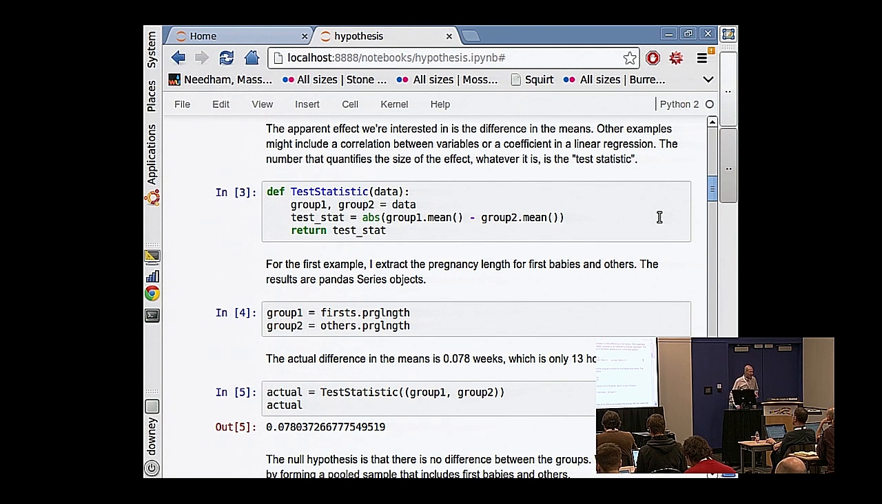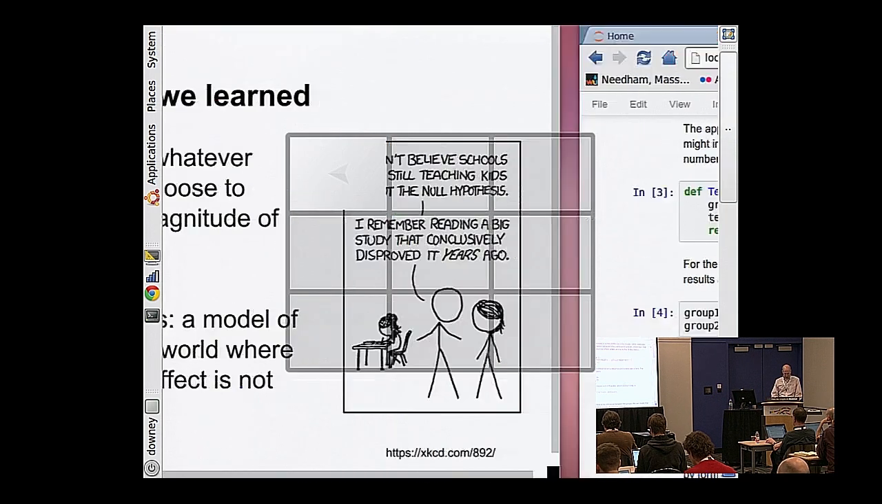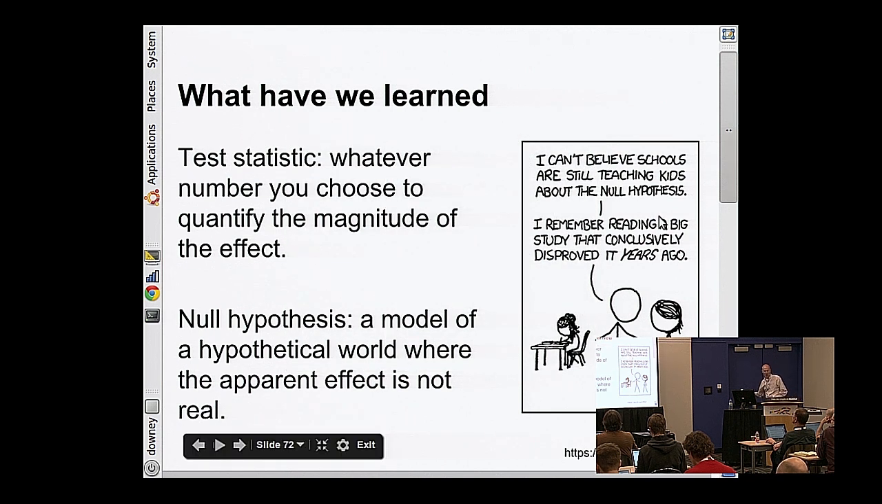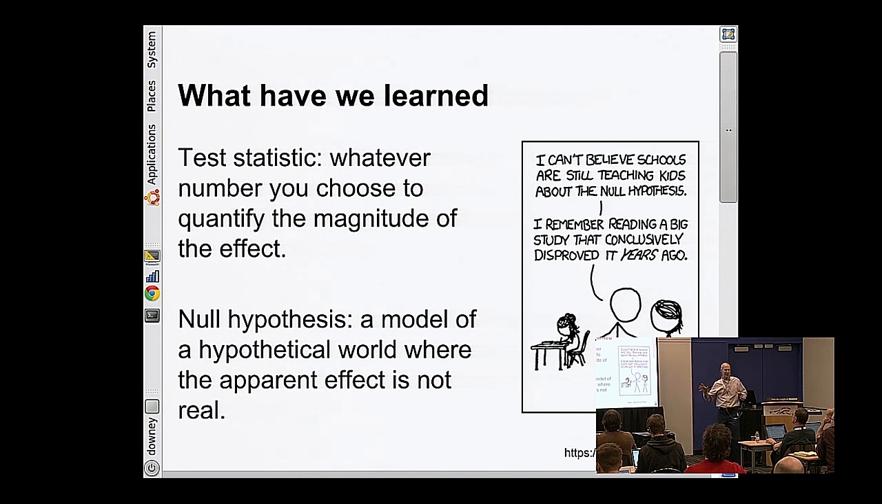Okay, it looks like people are making good progress. I want to do a little bit of a summary of where we are. So here are the two concepts that you need to understand in order to grab all of this. The test statistic is whatever the statistic is that measures the effect size that you're trying to measure. So this is very similar to what we talked about at the beginning.